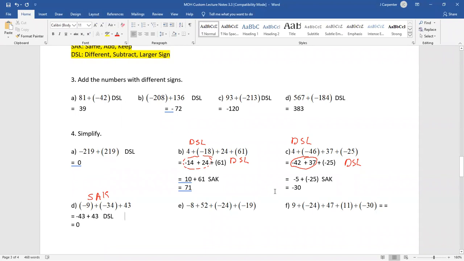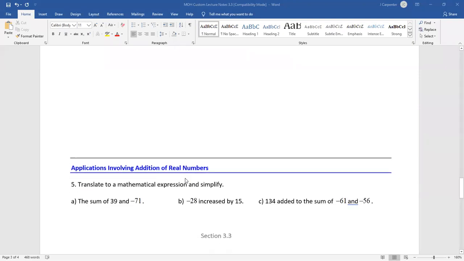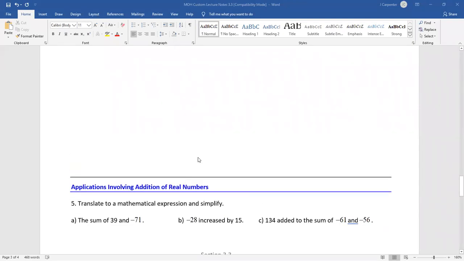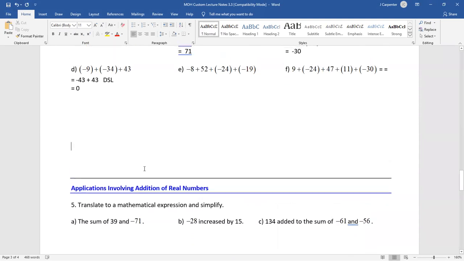All right, let's do 2 more problems. Let me clear my screen. And then we'll move on to the next section, and it involves these translations. Every now and then we're going to have to translate words into math. So you're going to have to know that the words sum or increased or added to all mean to add, to make a plus sign between the two numbers.